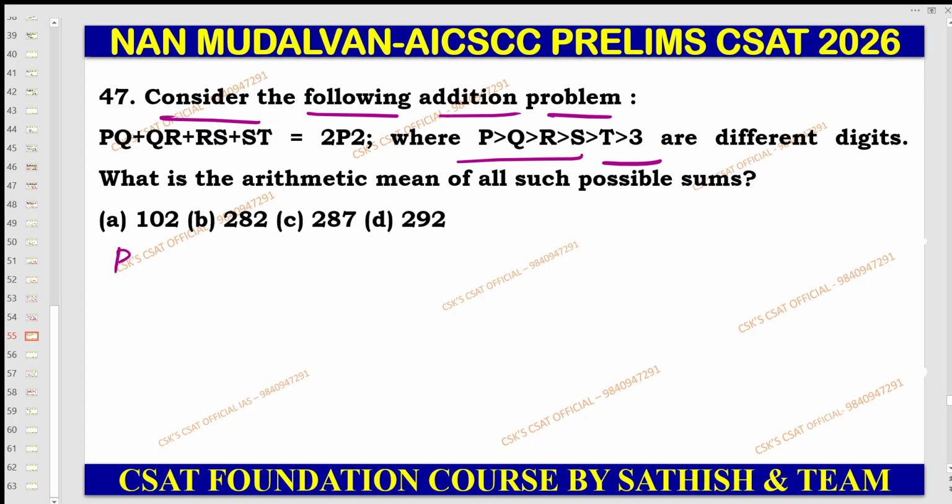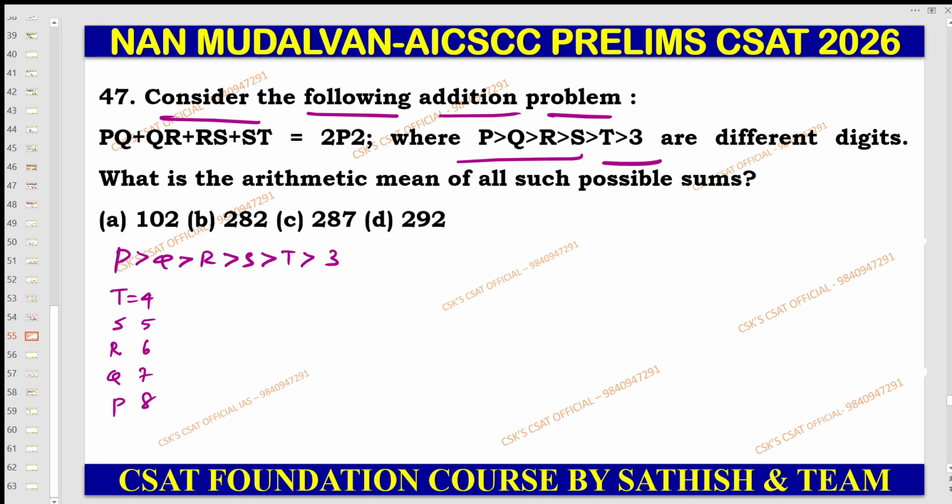Now generally, please understand, P greater than Q greater than R greater than S greater than T. So surely you will be keeping T equal to 4. T is equal to 4. S, R, Q, P, all greater than T. So now listen carefully. It can be 5, it can be 6, it can be 7, it can be 8. Understood everyone? Different digits. So this is one possibility.